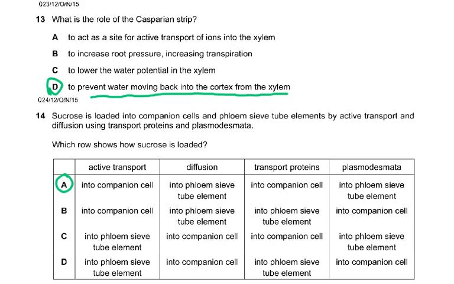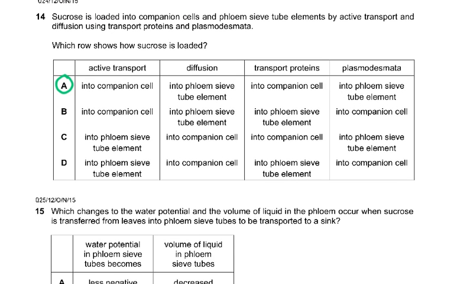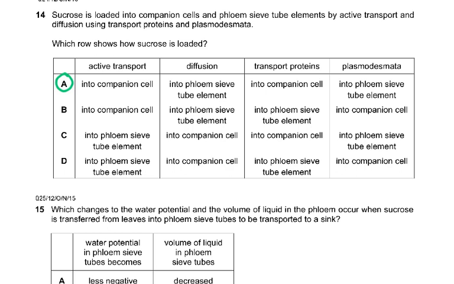Question 14. Sucrose is loaded into companion cells and phloem sieve tube elements by active transport and diffusion using transport proteins and plasmodesmata. So which row shows how sucrose is loaded? Active transport into companion cells, yes, that was correct. Diffusion into phloem sieve tube element, yes. Transport proteins would be in the companion cell, which are the hydrogen ions for co-transporting, and then the sucrose along with it coming back in.